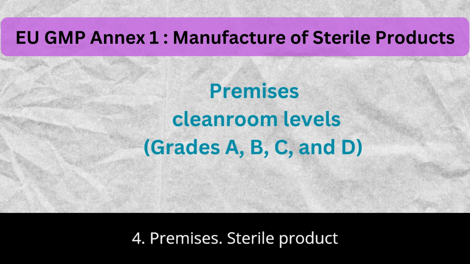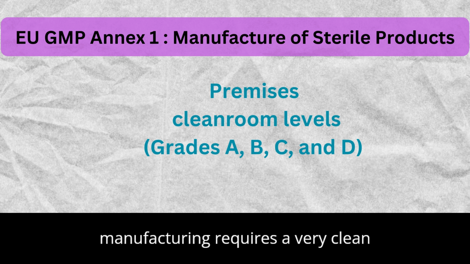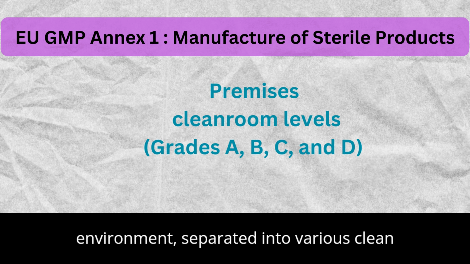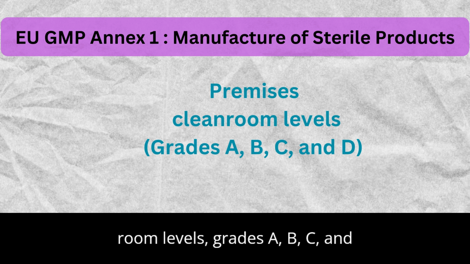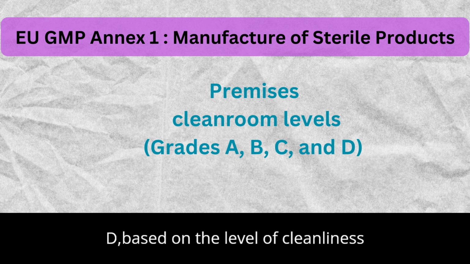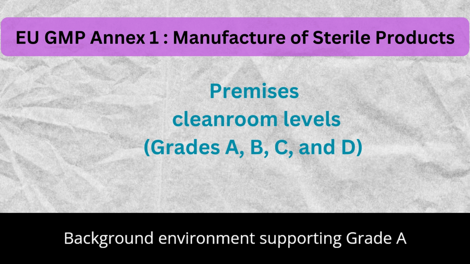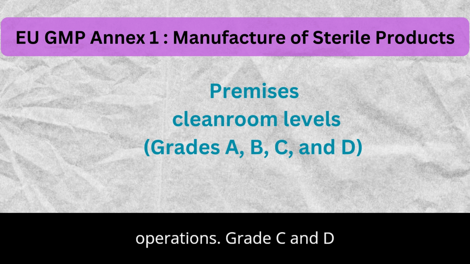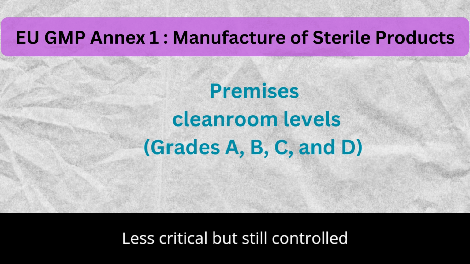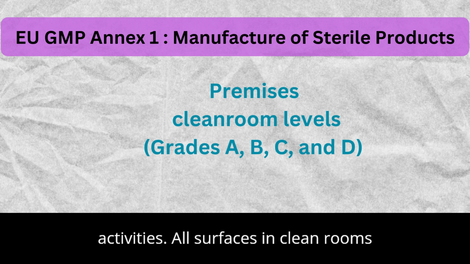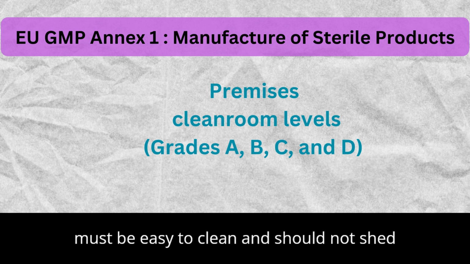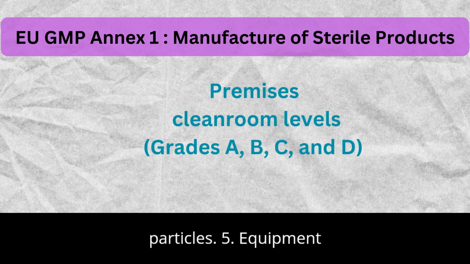4. Premises. Sterile product manufacturing requires a very clean environment, separated into various cleanroom levels, grades A, B, C, and D, based on the level of cleanliness required. Grade A: the most critical areas where products are exposed. Grade B: background environment supporting Grade A operations. Grade C and D: less critical but still controlled environments for other production activities. All surfaces in clean rooms must be easy to clean and should not shed particles.